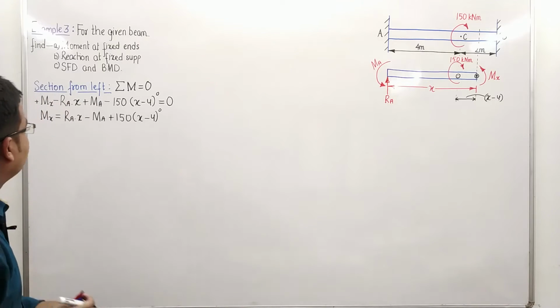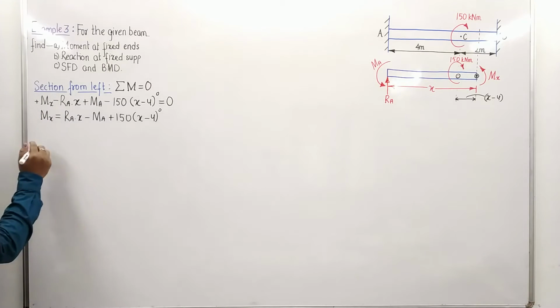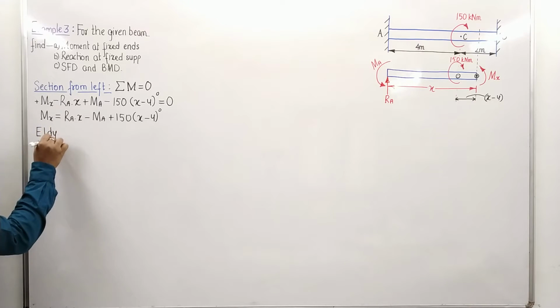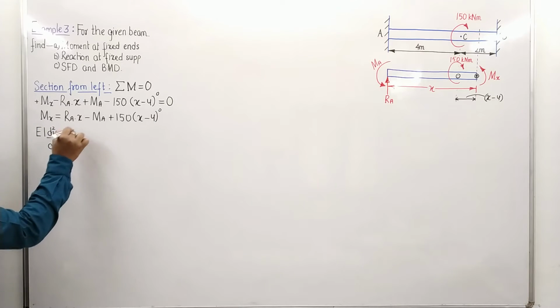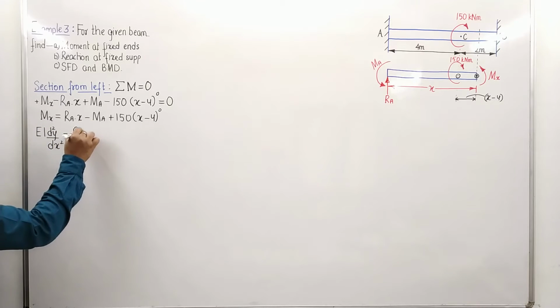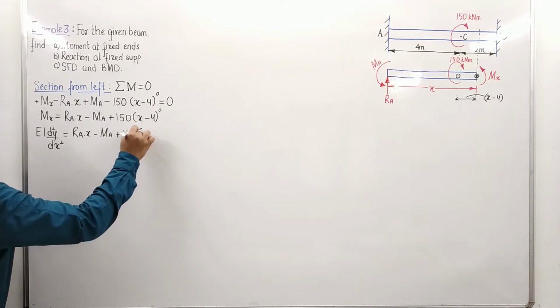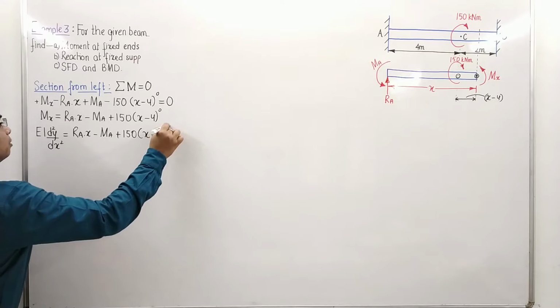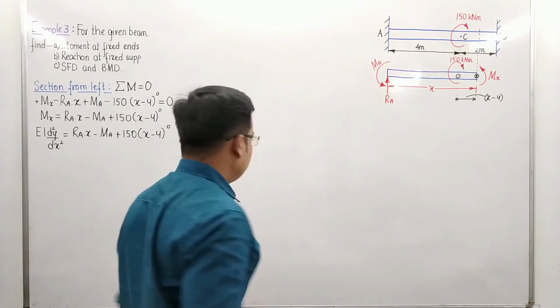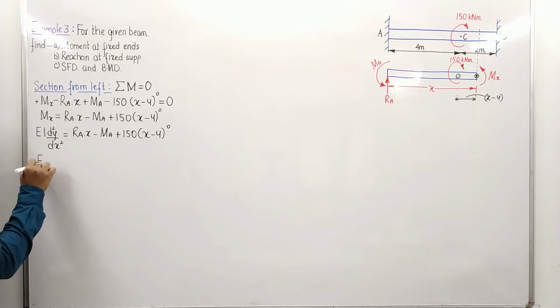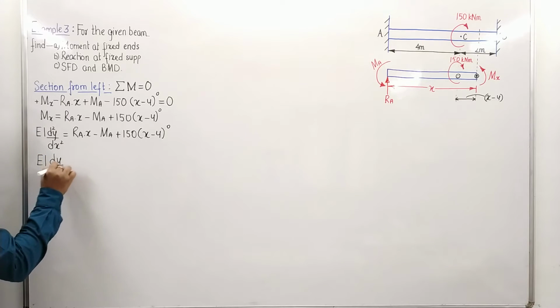Anyway, let's proceed now. So this is Mx, and this Mx we know very well. If you apply EI d2y by dx square, it is equal to the same term, Ra times x minus Ma plus 150 times x minus 4 to the power 0. Done. Now what? You need to integrate this. You just integrate. When you do that, d2y by dx square will reduce to dy by dx.